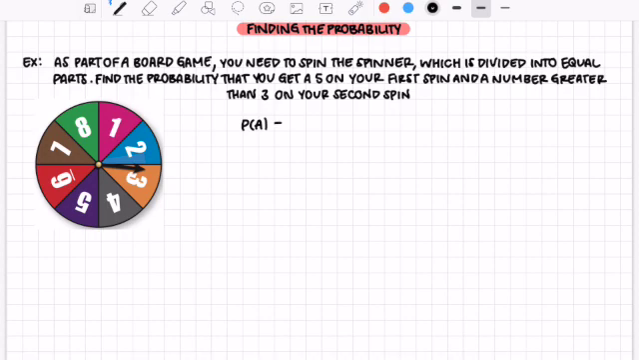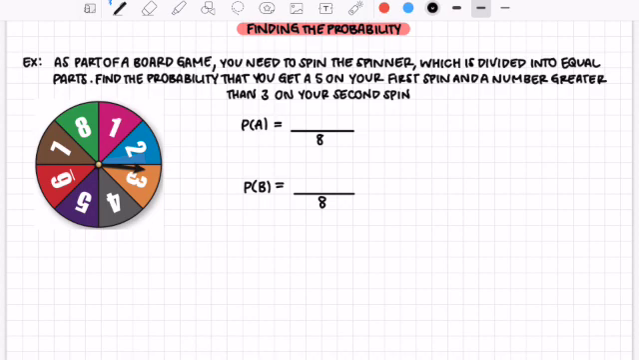So my outcome is always going to be that I have the option to get either 1, 2, 3, 4, 5, 6, 7, or 8. So my outcome is always going to be 8, whether it is the first spin or the second. So I'll make sure that both the first and second probability has the same outcome. They're still going to both be 8.